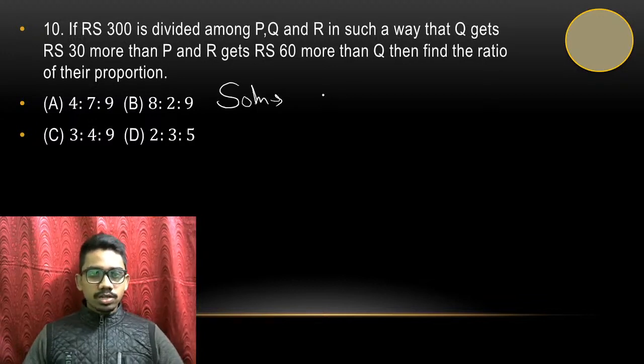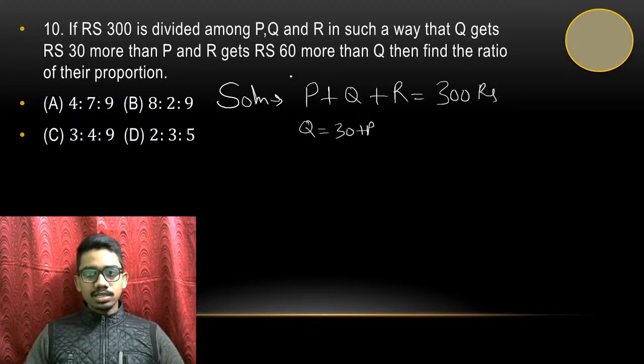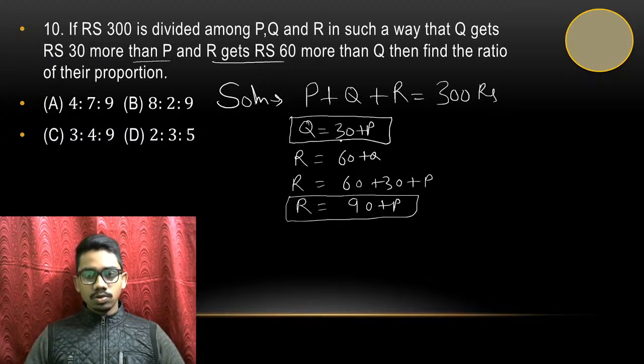Let's see the solution. So 300 rupees is divided among P, Q and R. So can I write like this? P plus Q plus R equals 300 rupees, and Q gets 30 more than P. R gets 60 more than Q, so R is 60 plus Q, that is 60 plus 30 plus P. Okay, I replaced the value of Q, so in place of R I can write 90 plus P. This I can write in place of R, and 30 plus P in place of Q. Now we need to find the ratio of their proportion P, Q and R.